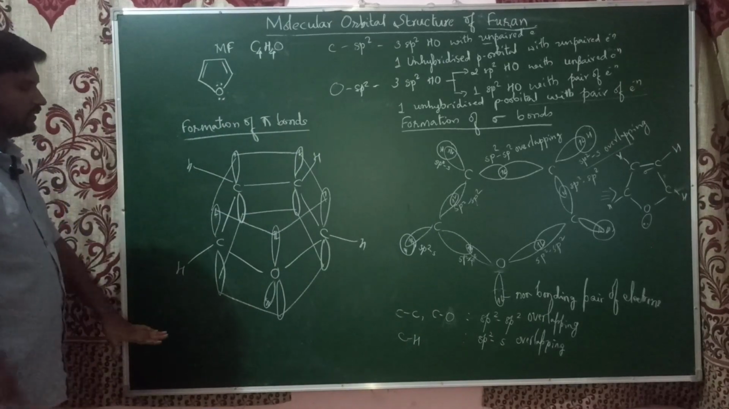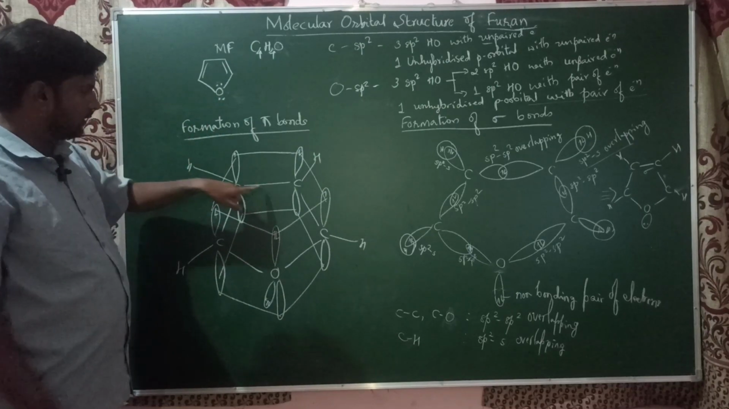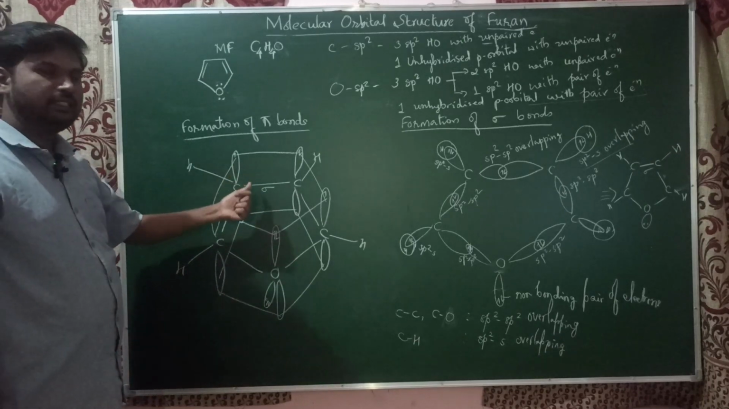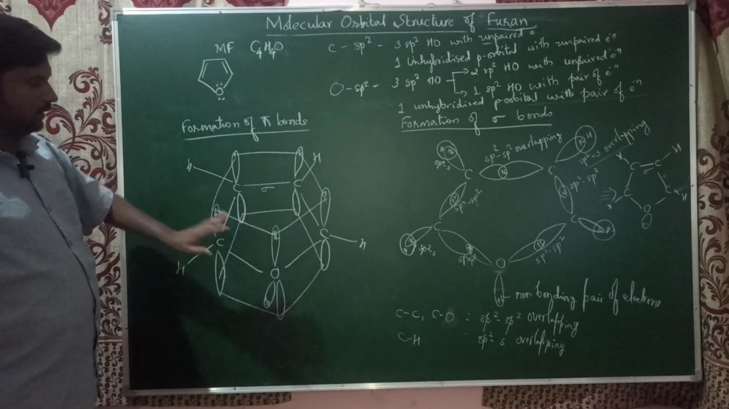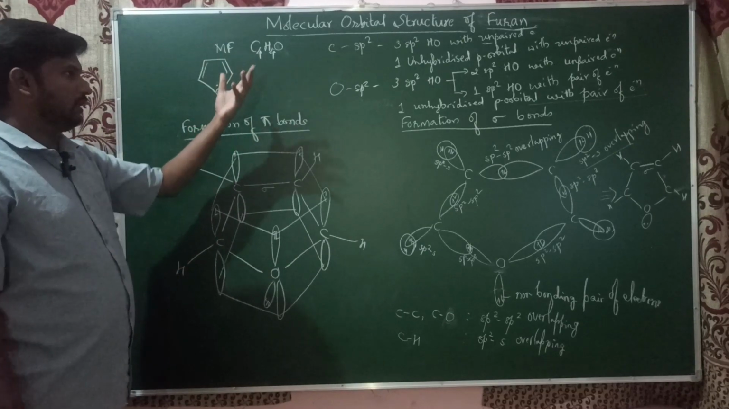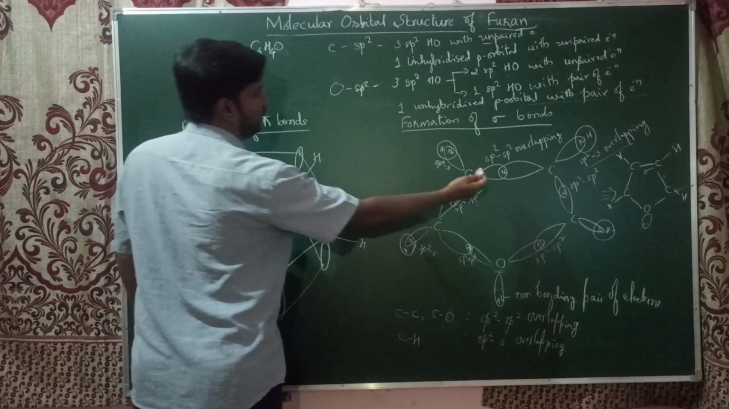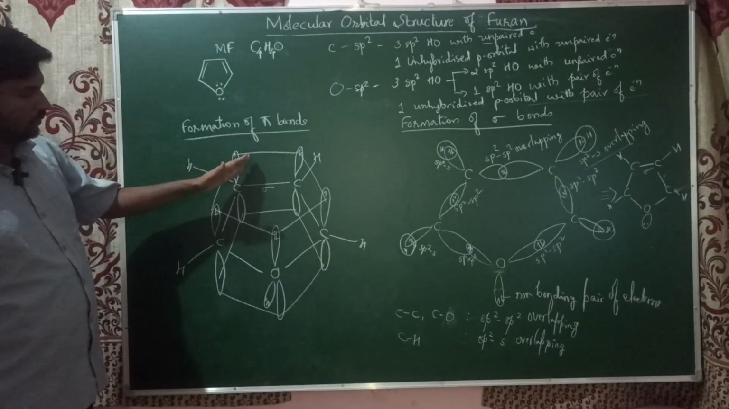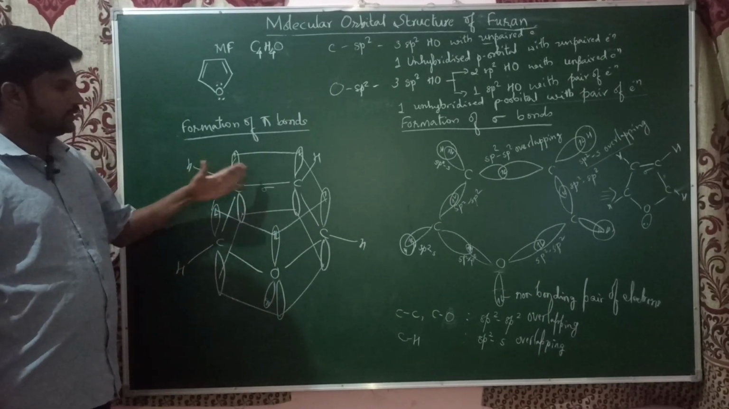This is the final molecular orbital structure of furan. Now you can see the sigma bonds are already formed, and these sideways overlaps are forming the pi bonds, the complete bonds. This is the final molecular orbital structure of furan. So you know, sigma bonds are always formed by head-to-head or axial overlapping, and pi bonds are formed by sideways overlapping. So this is the final structure.